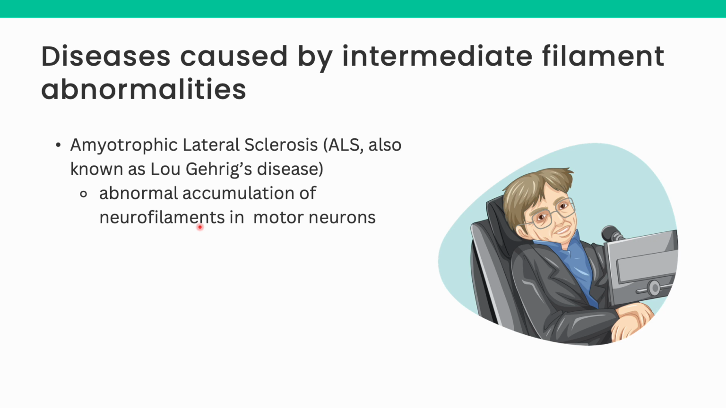So even though our intermediate filaments can give strength to our cell, if there is too much of them, they can also degrade or interfere with the function of our different cells. In this case, in the neurons, they cause axon degeneration and muscle weakness. This is also the same disease that the scientist Stephen Hawking had.